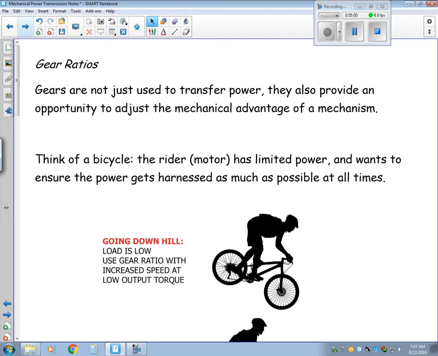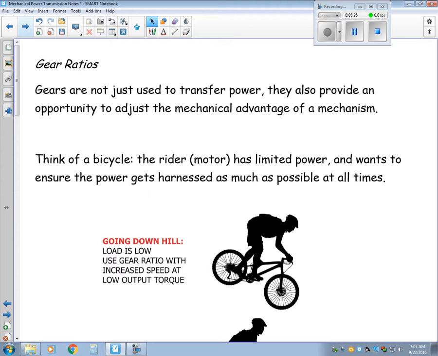Now that we've talked about gears, we can start talking about gear ratios, when we start putting gears together to find out how they can be used. Gears, we can use them to transfer power. So if your motor is situated in a position that's farther away from where your wheels are, you can use gears to transfer the power over a distance. But they're not used just for that. You can also use gears to adjust the mechanical advantage.